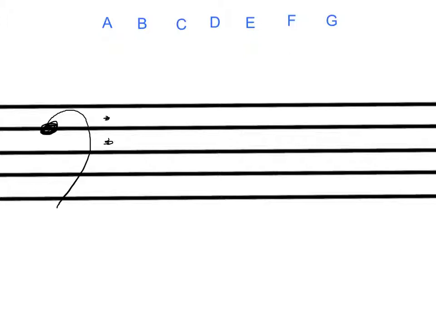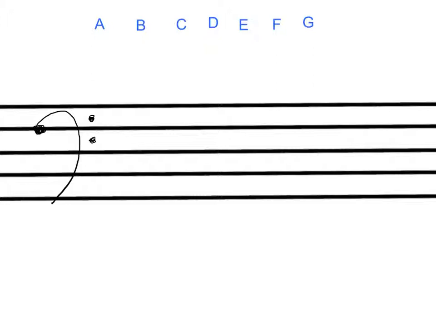Okay, and then last thing up here, of course, we have our music alphabet. Music alphabet only uses the first 7 letters of the English alphabet. And then it just keeps repeating. So once we get after G, it just starts over again. A, B, C, D, E, F, G.